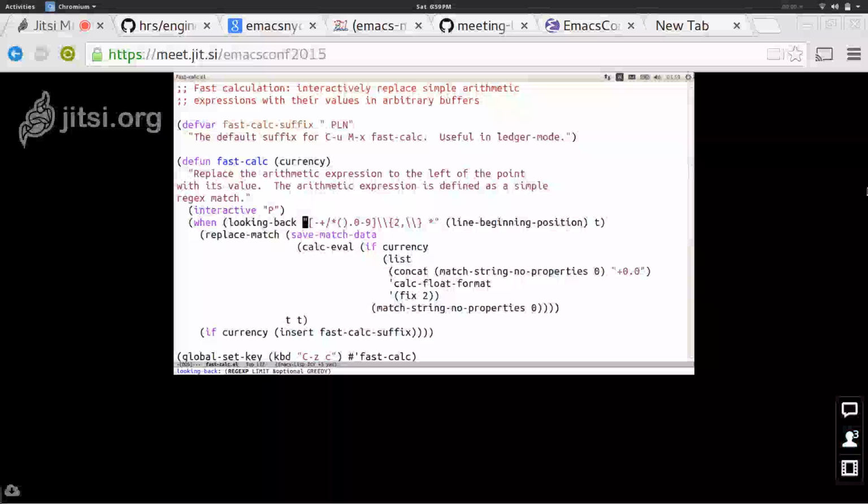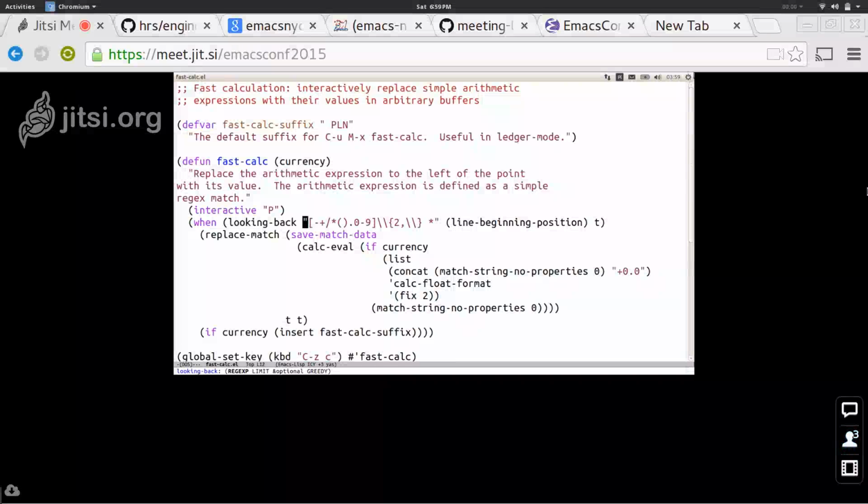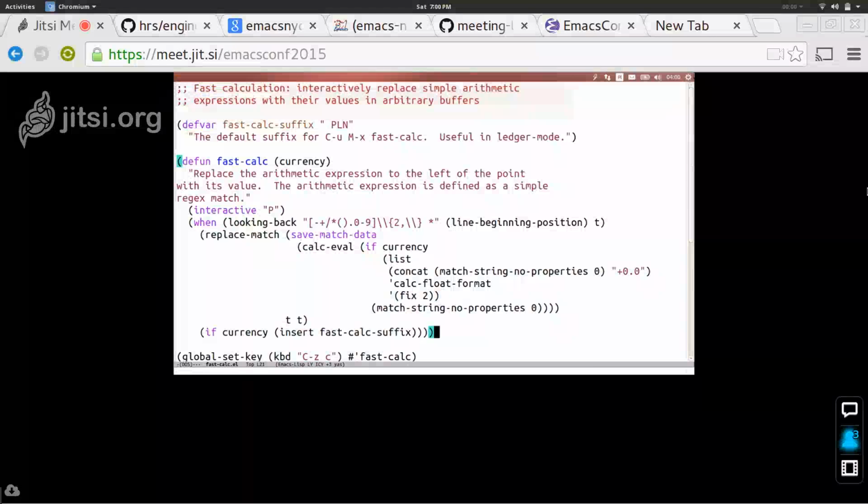Just 2 or more characters, which are one of digits, decimal point, braces, and arithmetic operations. I do not need anything more fancy. If I needed something more complicated, I would just include something more complicated here. And then I just replaced the match with this invocation of Calc eval.